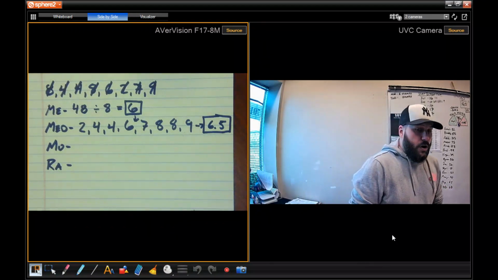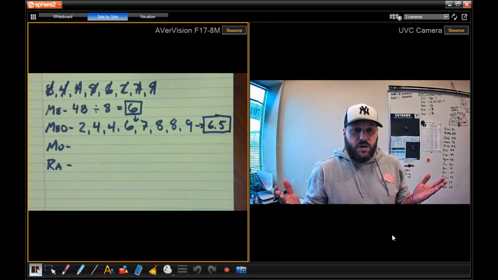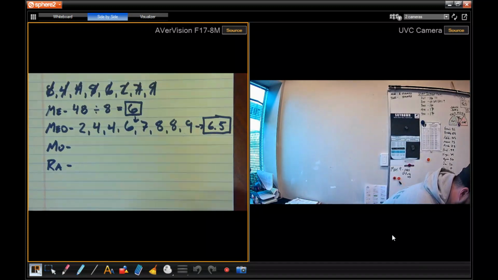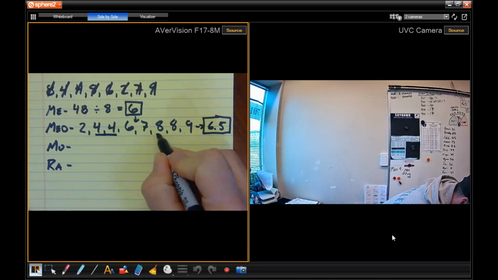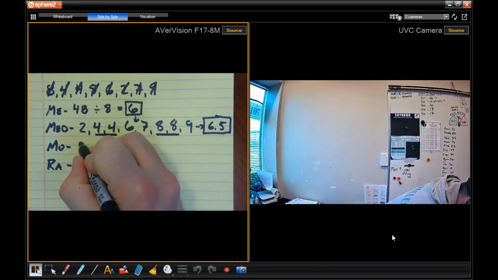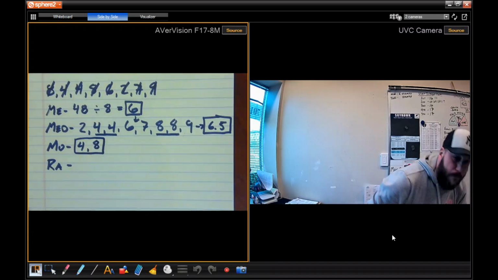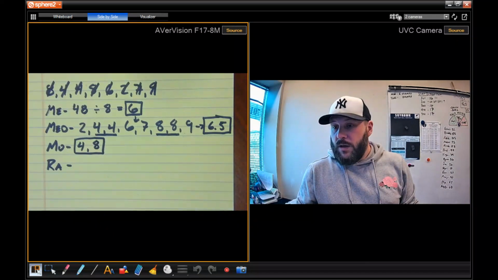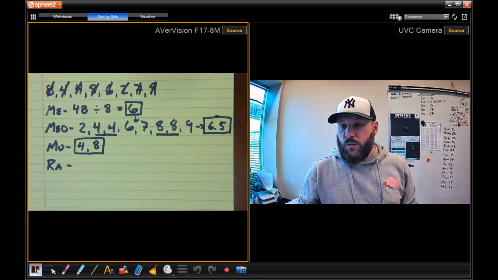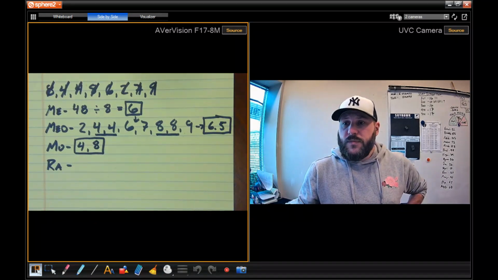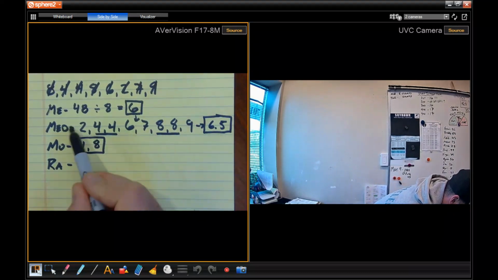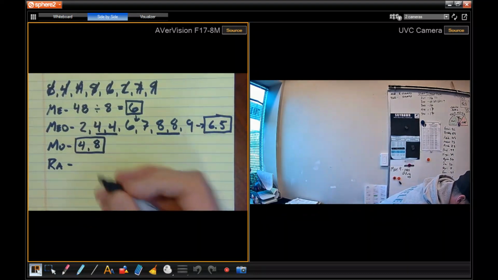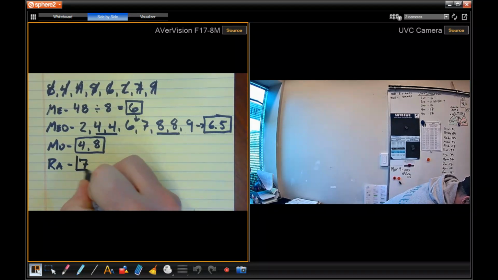Now our mode, when we're looking at our mode, just what item happens the most? We have 4 and we have 8. So our mode is both 4 and 8. Remember, you can have more than one mode. When we're talking about items that happen more than once, you can definitely have more than one. And when we're talking about our range, our largest number is 9. Our smallest number is 2. 9 minus 2, our range is 7.